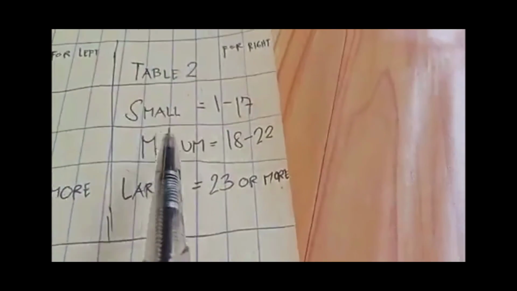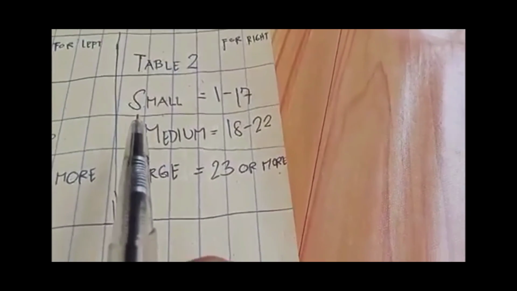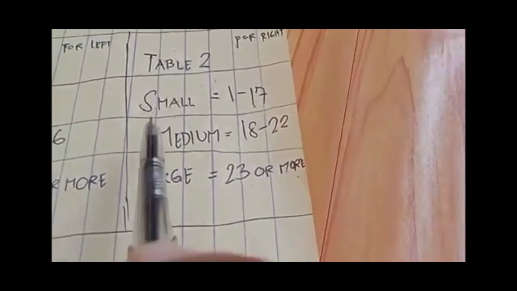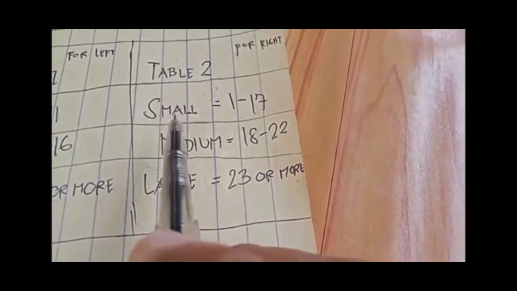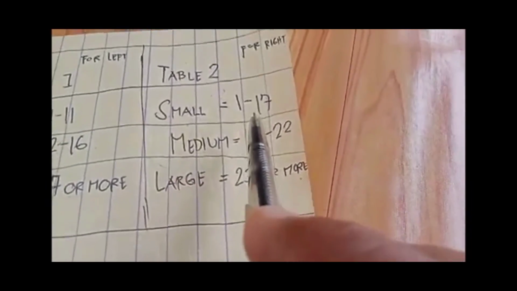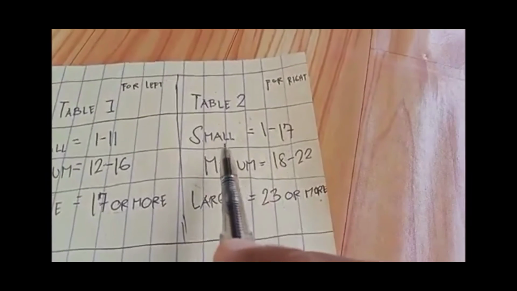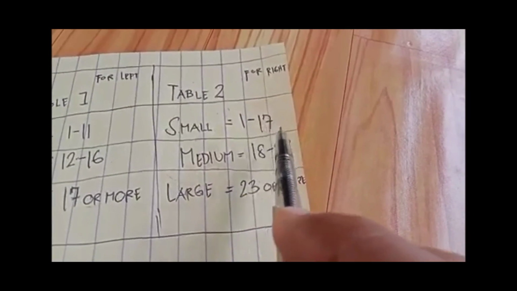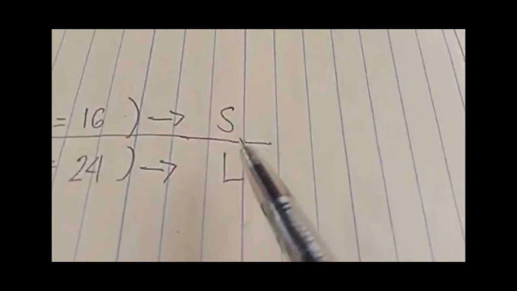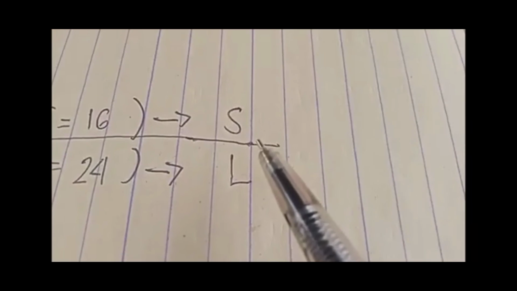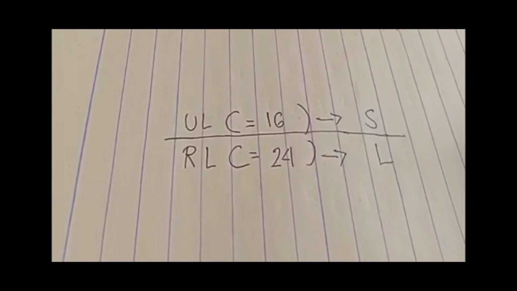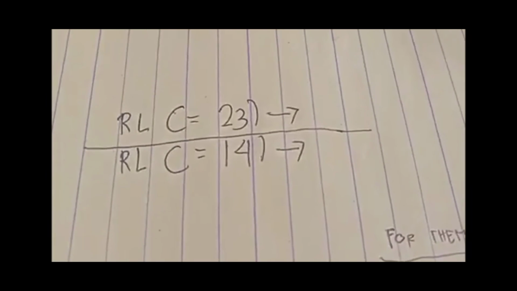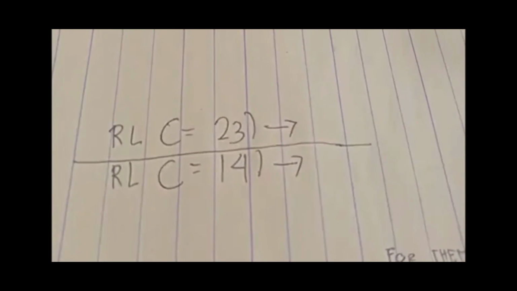So, it is clear that it belongs to the small because it is 16. And for the small, it is 1 up to 17. So, I wrote a capital letter S. And this is our major division. But what if the numerator is bigger than the denominator?